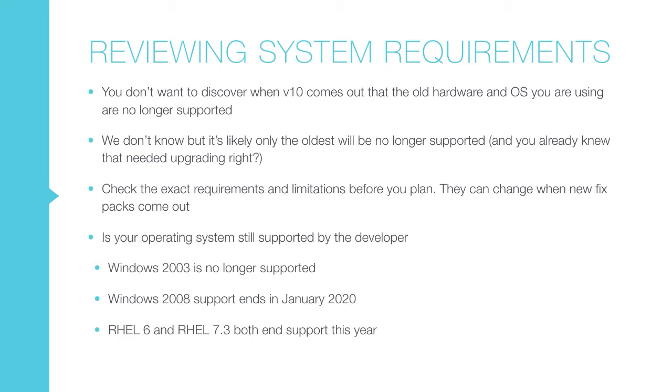So, is your operating system still supported by the developer? That's really important. Windows 2003, no longer supported by Microsoft. Windows 2008 support ends in January 2020. If we're talking about deploying version 10 towards the end of this year, nearly 2019, do you really want to be deploying it on an operating system that will only be supported for another year? Red Hat 6 and Red Hat 7.3 both end support this year.